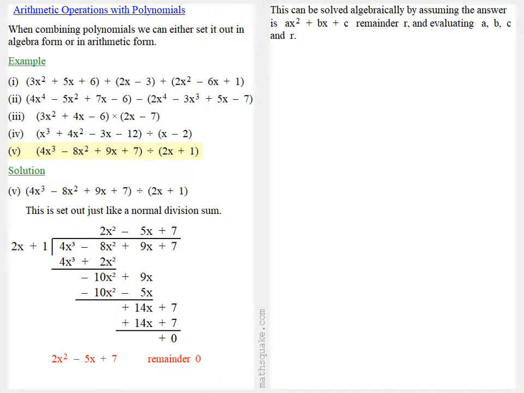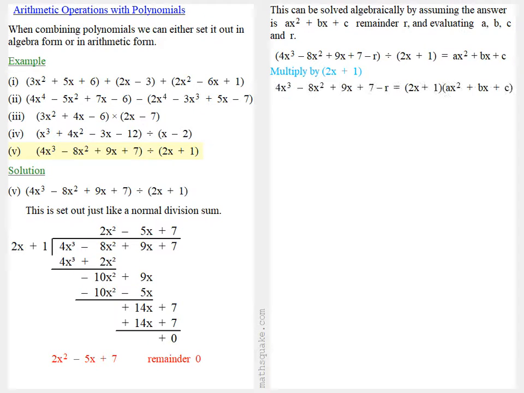Now we could have solved this algebraically by assuming that our answer is going to be of the form ax squared plus bx plus c, remainder r, and then evaluating a, b, c and r. Now if we start with the original polynomial minus r and divide that by 2x plus 1, that should leave us with ax squared plus bx plus c. So, if we multiply both sides by 2x plus 1, the original polynomial minus r is equal to 2x plus 1 into ax squared plus bx plus c. Now, we can expand the right-hand side.